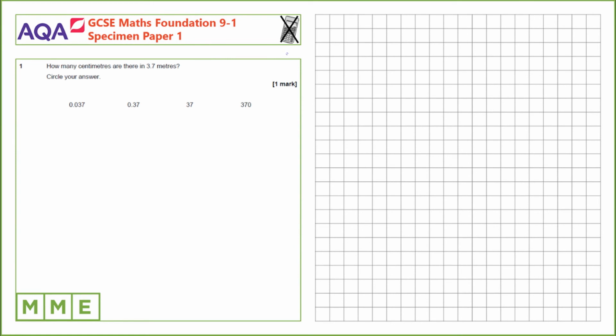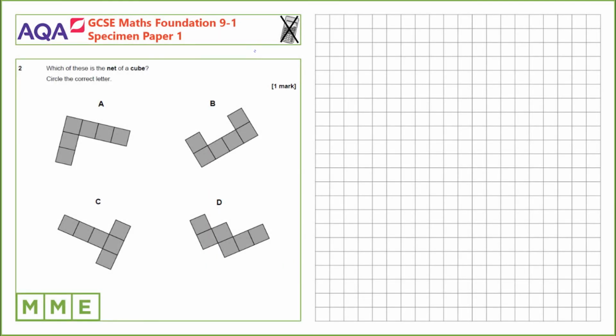Question 1. How many centimeters are there in 3.7 meters? Circle your answer. To convert 3.7 meters into centimeters, we know that there are 100 centimeters in 1 meter, so we multiply 3.7 meters by 100, which gives us 370 centimeters.